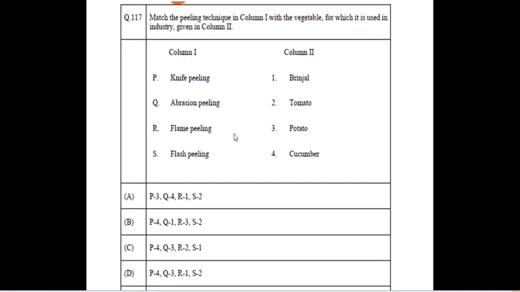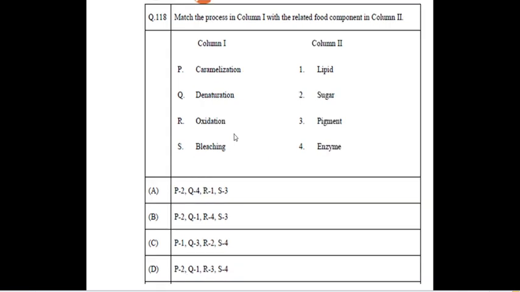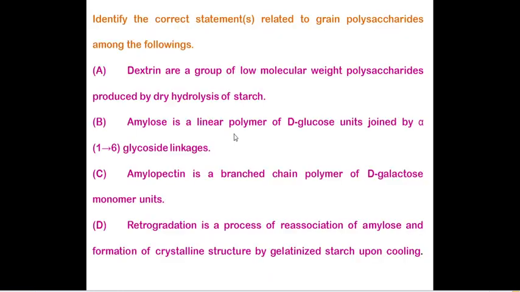Next is with regard to the peeling technique and the vegetable that has been used. Knife peeling is generally employed for cucumber, abrasion peeling is generally used for peeling potato, and flame peeling is generally employed for peeling brinjal at industrial scale, they are telling. Okay, and flash peeling is used for peeling of tomato. Next is caramelization is sugar, denaturation is enzyme, oxidation is lipid, and bleaching is pigment.